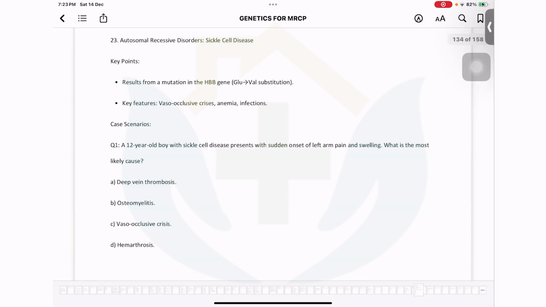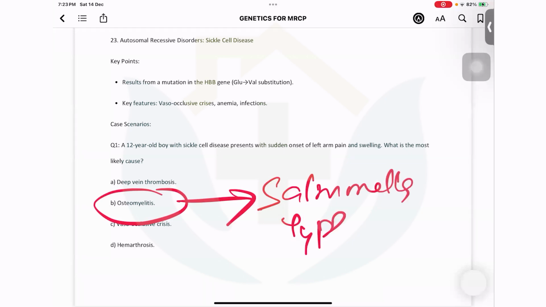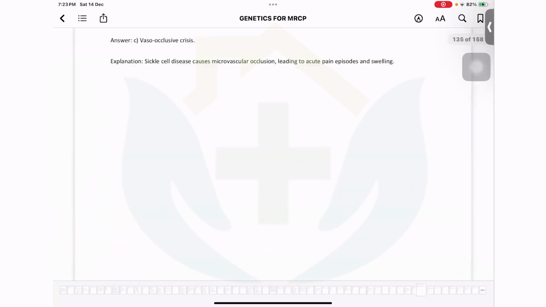Okay, there is an option B: osteomyelitis. Anything in particular with osteomyelitis in sickle cell disease? Bone infarct. But anything in particular? Osteomyelitis is infection. Which bacteria causes osteomyelitis more often? Staph aureus? It is Salmonella typhi. Just remembered it, so I discussed it.